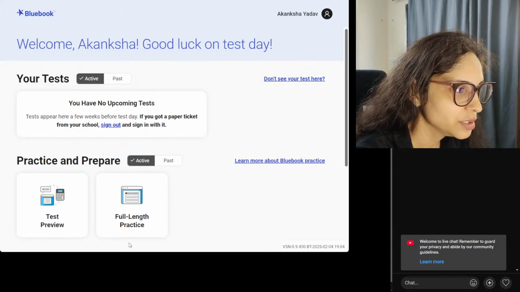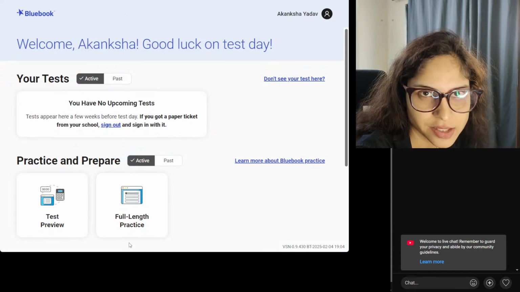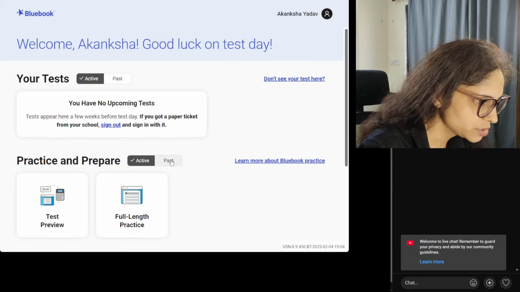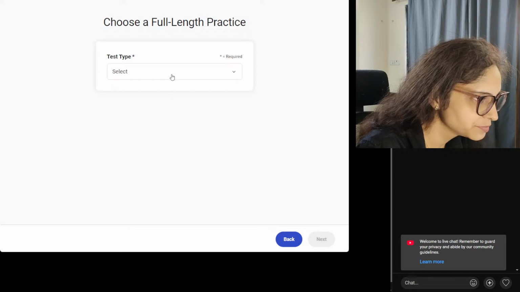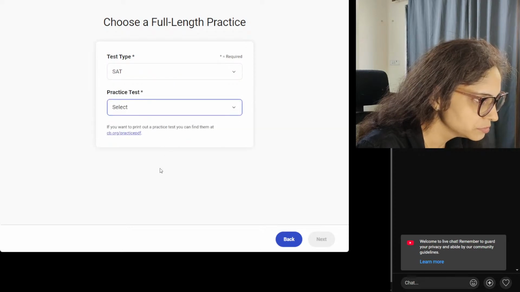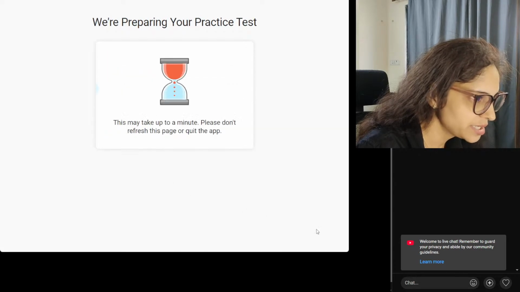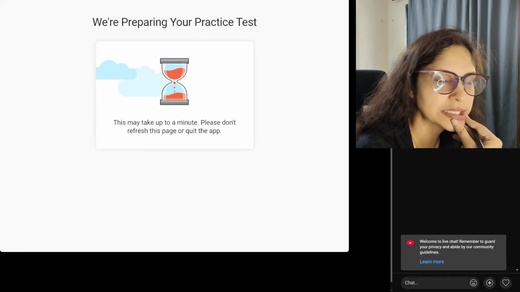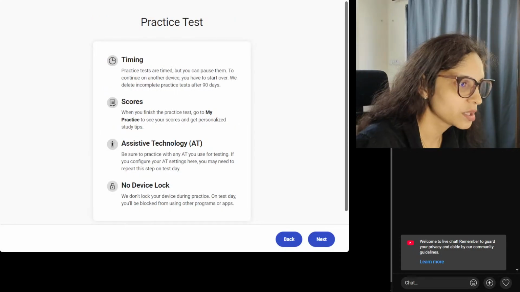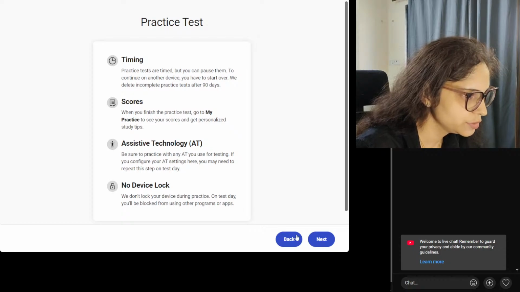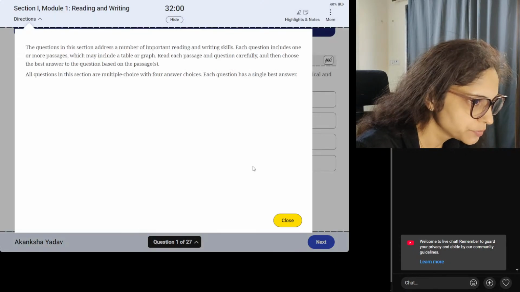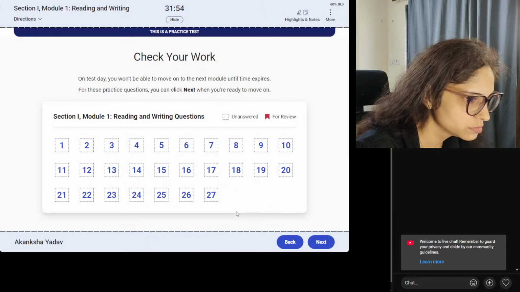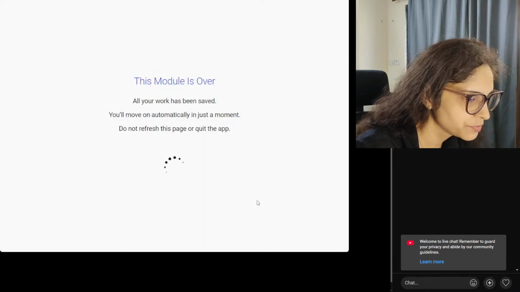So, I'm just going to do the math section on 8. Practice 8, full length practice test. It will start with the reading section. We are not interested in the reading section, so we'll just move forward. Go to the review page. Click next.